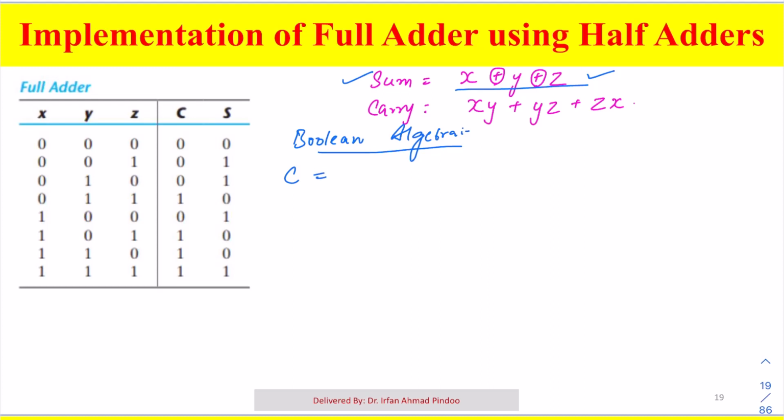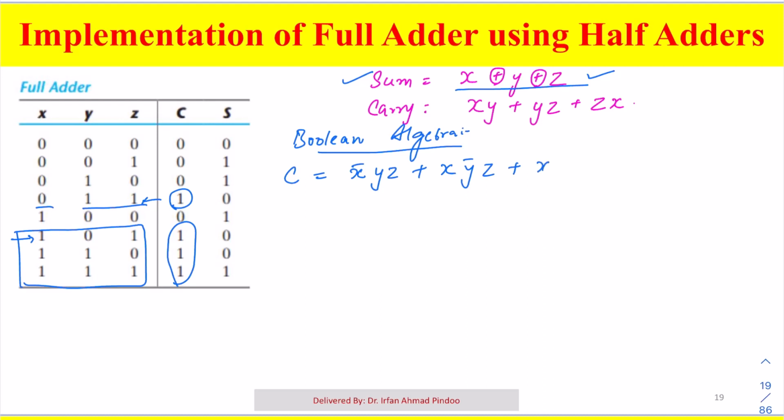We can write carry as equal to the sum of terms wherever the value is 1, with the corresponding values in terms of x, y, z. So first we write x bar yz, then the three remaining values. The first one is 101, which is x y bar z, then 110, which is x y z bar, and 111, which is x y z. So these are the four terms here.